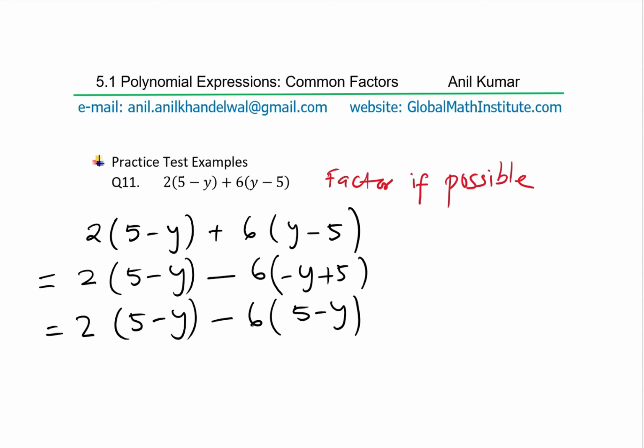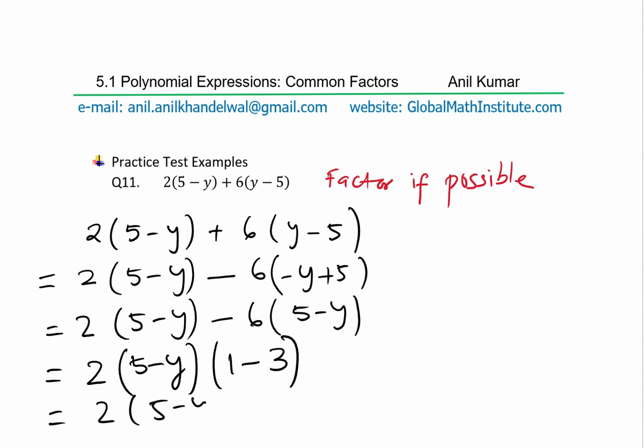So as you can see now, 5 minus y is a common factor. And as far as the numbers are concerned, 2 is a common factor. So 2 times (5 minus y) is common, and we get 1 minus, here, dividing 6 by 2 is 3. So we get 1 minus 3 here. And that could be written as 2 times (5 minus y), and 1 minus 3 is minus 2. Perfect. So this could be actually multiplied and written as minus 4 times (5 minus y).